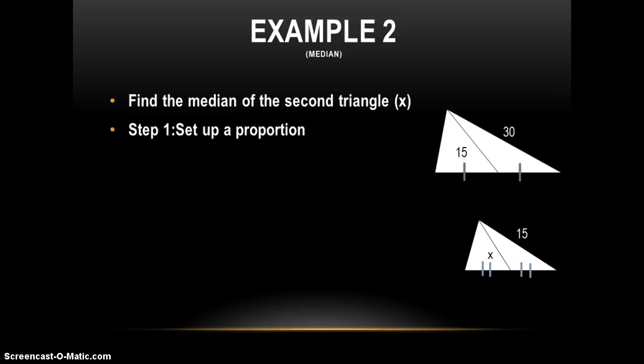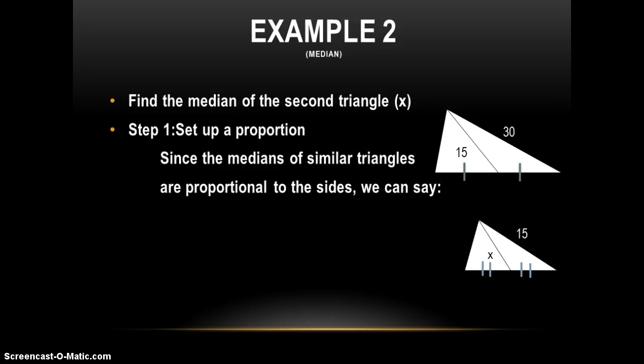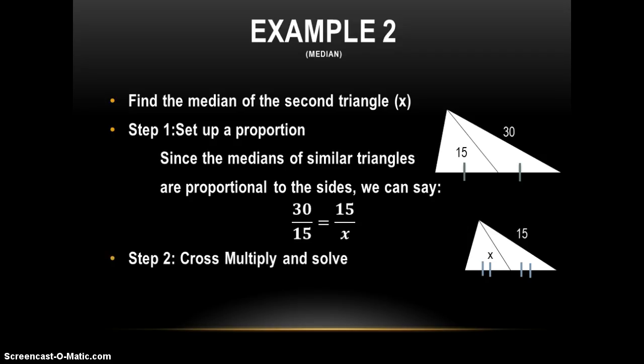So step 1, we're going to set up a proportion. Now since the medians of similar triangles are proportional to the sides, we can say that 30 over 15, which are corresponding sides, equals 15 over x, which are the corresponding medians, since they're proportional. So step 2, we're going to cross multiply and solve. So we have 30 times x equals 15 times 15. So we have 30x equals 225. And we have x equals 7.5.